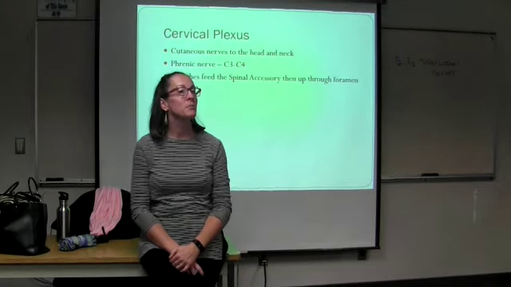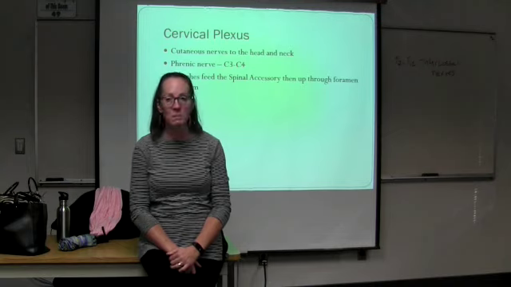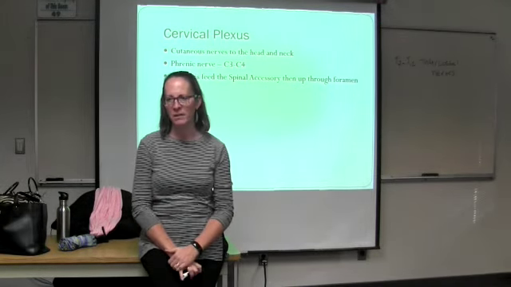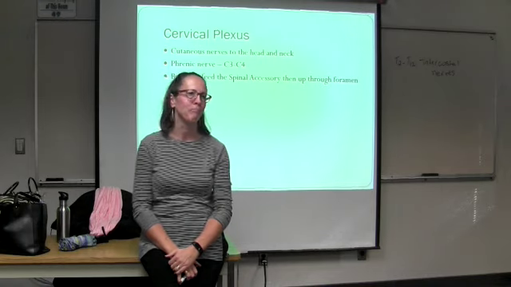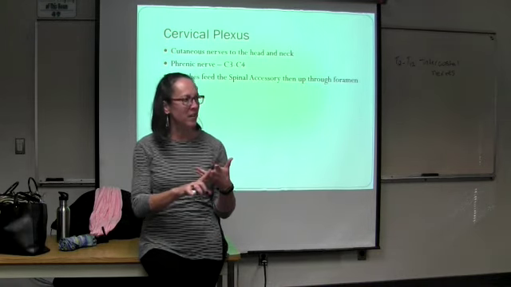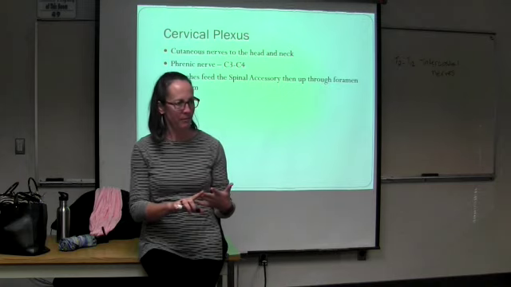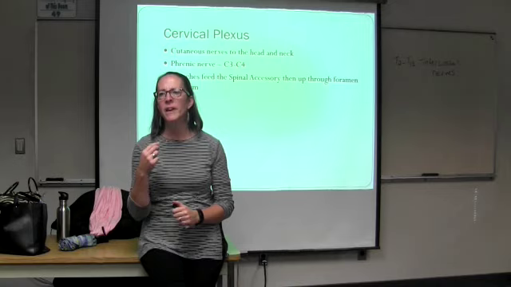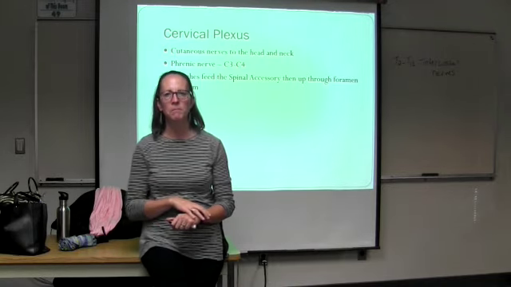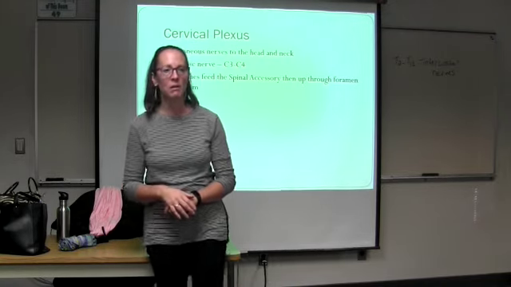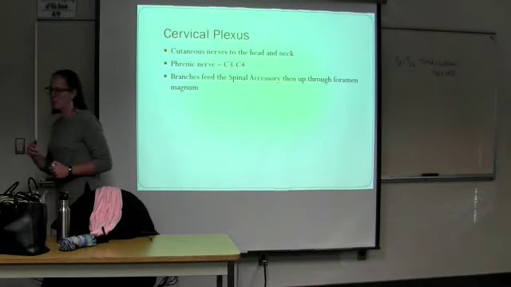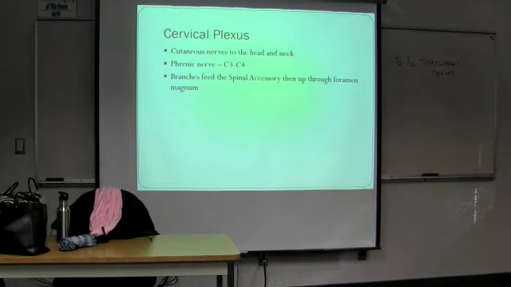So if someone has major trauma to the upper cervical spine at C3, C4, C5, can they breathe effectively? No. C3, C4, C5 keeps the diaphragm alive. This is the people that have had an accident. Unfortunately, you see that they're on a ventilator, all right? And probably in a wheelchair. Branches feed the spinal accessory, then up and through the foramen magnum. Don't worry too much about that, okay?